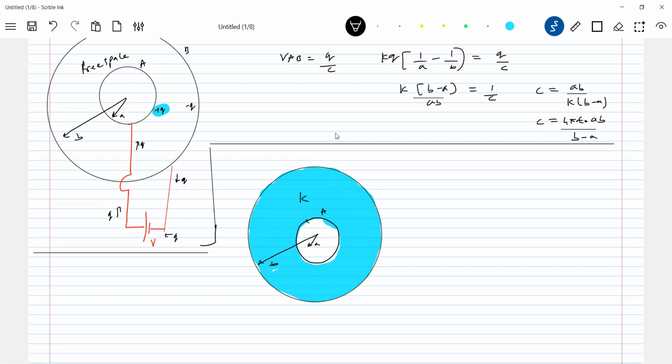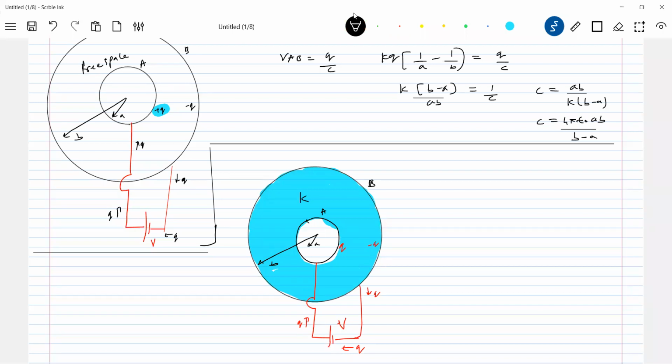This is again A, B. Again, the method is the same. We are going to connect a cell between inner and outer, so plus Q charge here, minus Q, and from here the Q charge will flow out. What is the capacitance of this?